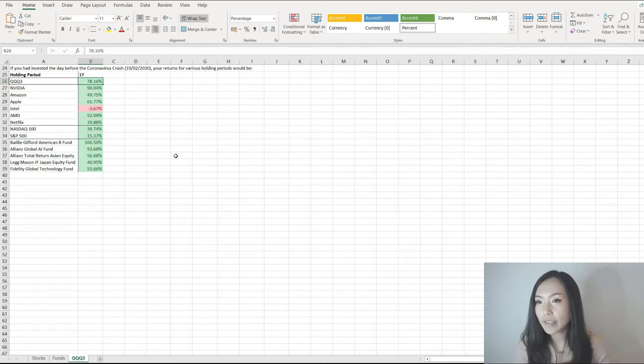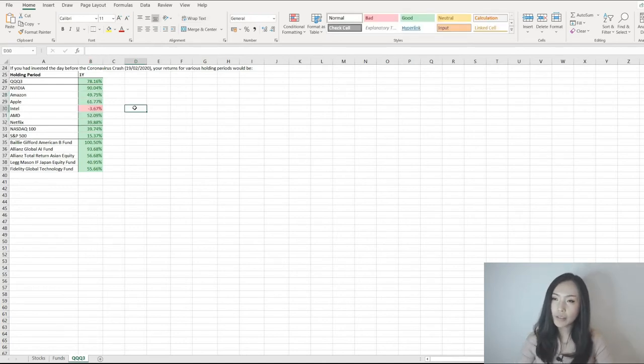So over this 1 year, Nvidia outperformed QQQ3, but QQQ3 did outperform most of the other stocks. And all of these are pretty big players in the stock market. So the question is, would you have been taking more risks with QQQ3 or individual stocks?